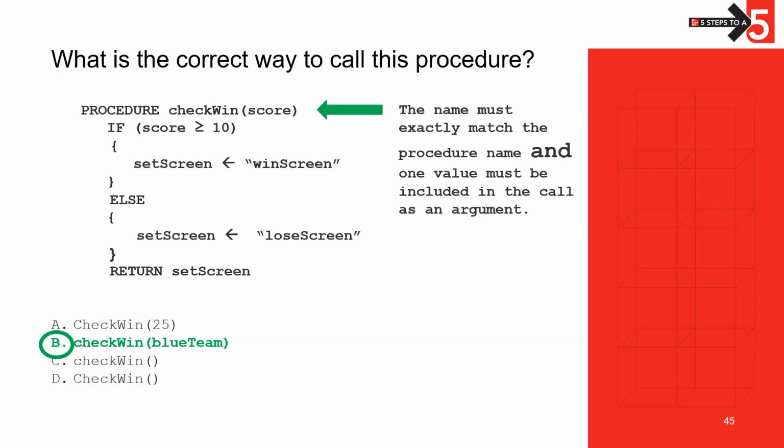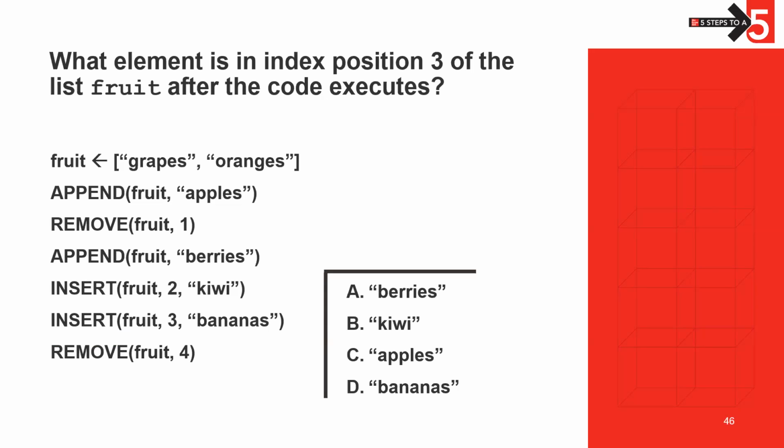Now, my students were confused because they said, well, I don't know that there's a score in blue team, but what they have to remember is that it's a variable. It could be the blue team score, most likely, but it's just a variable holding a value. They thought just because 25 was a score, or what they could recognize as a score, that would be the one to use. So hopefully you guys will not make that same mistake. It's got to match the name and have an argument to pass. All right, next question.